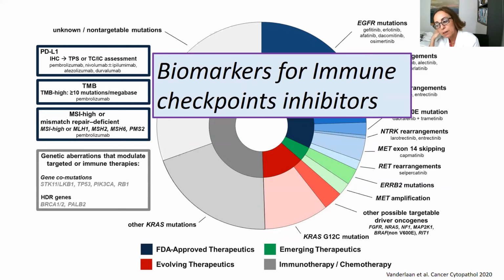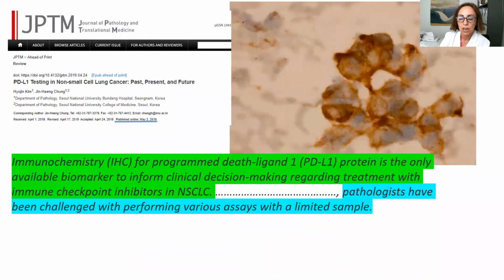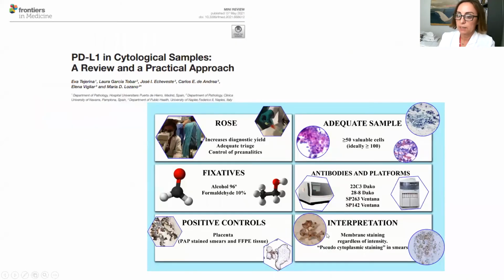figure in the paper of Paul van der Laan in Cancer Cytopathology, the thing is more complicated. This story is never ending actually, because we have to deal with biomarkers for immune checkpoint inhibitors. And we know that so far PD-L1 tested by immunohistochemistry is the only available and the only validated marker. So pathologists, and especially cytopathologists, have been challenged to perform many assays with a very limited sample.